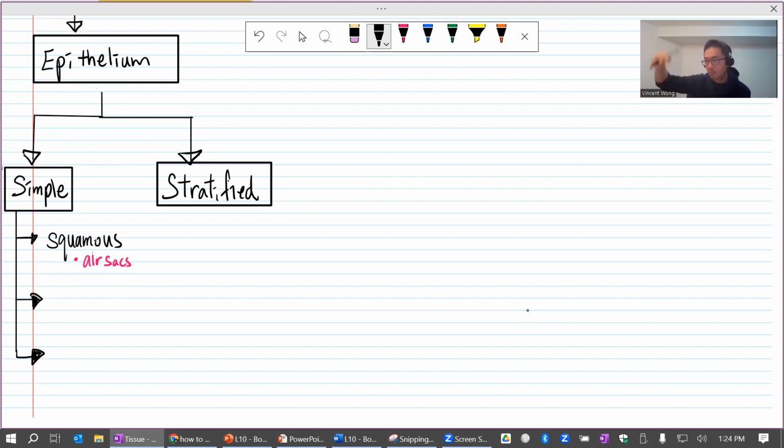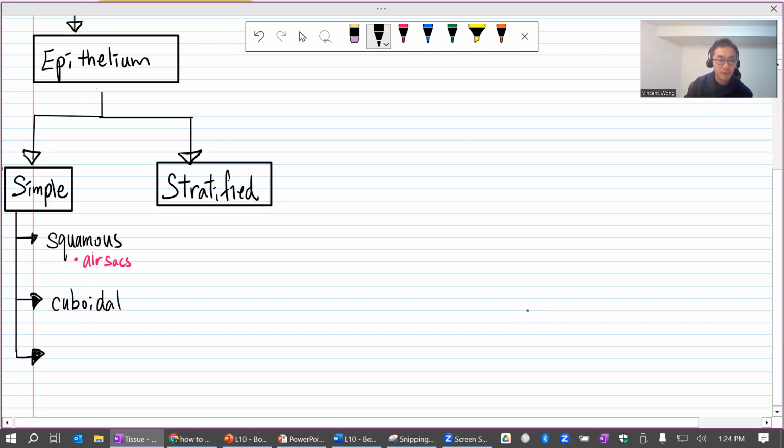The shapes, right? Like simple squamous. What's another? Cuboidal. Okay, what a cuboid, though. And then last one. Columnar. There you go.